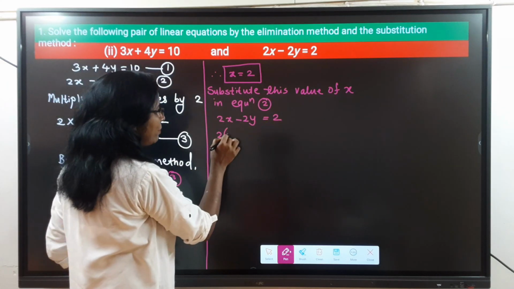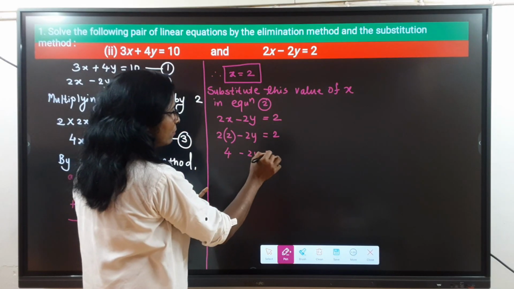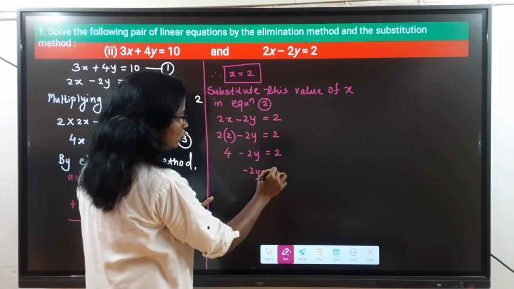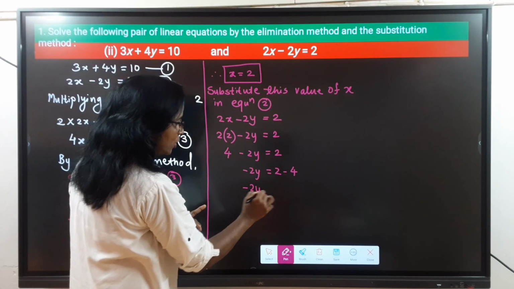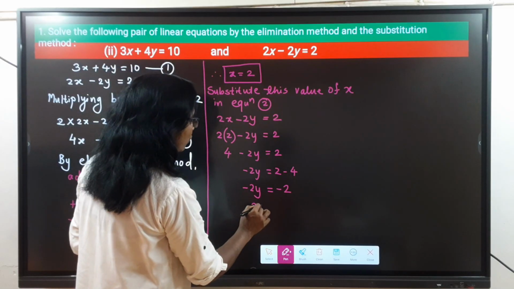So here 2 multiply 2 minus 2y is equal to 2. So 2 2s are 4, minus 2y is equal to 2. So minus 2y is equal to 2 minus 4. That means here students, minus 2y is equal to minus 2. Now both sides have a minus sign, so cancel it out. So 2y is equal to 2.